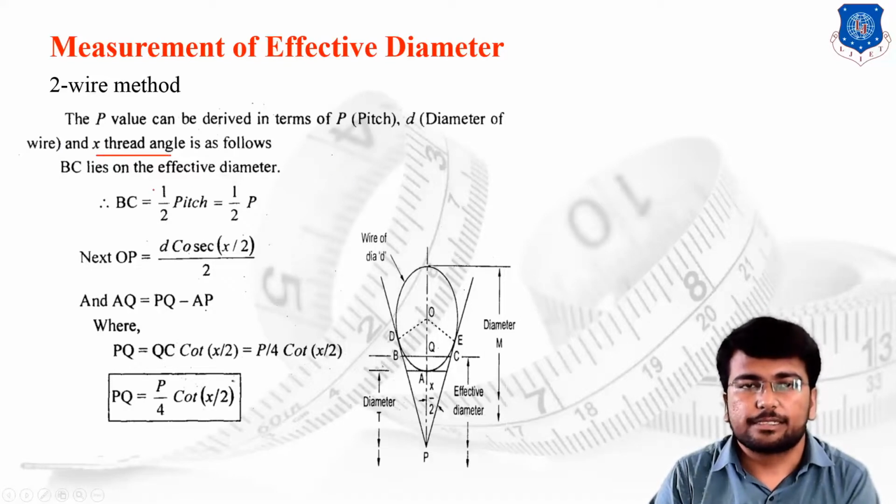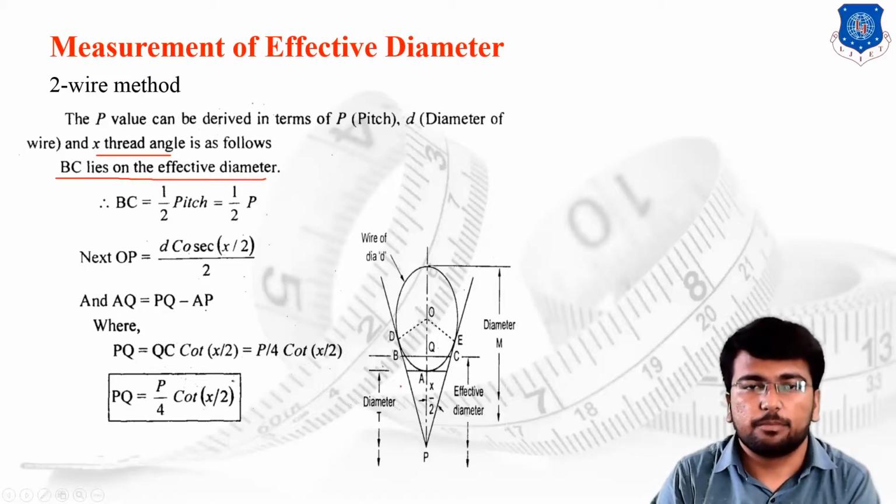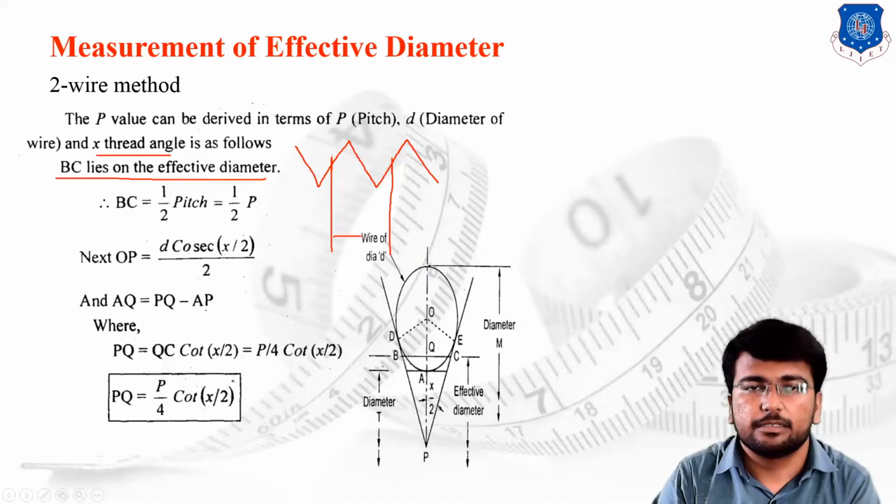First of all, let us discuss that BC lies on the effective diameter. Suppose I have to find the value of BC, then what do we mean by BC? To understand the concept of BC, once again understand the concept of the pitch. Pitch means the point on one tooth and the same corresponding point on the next tooth. This is the value of the pitch. You can write this as pitch.